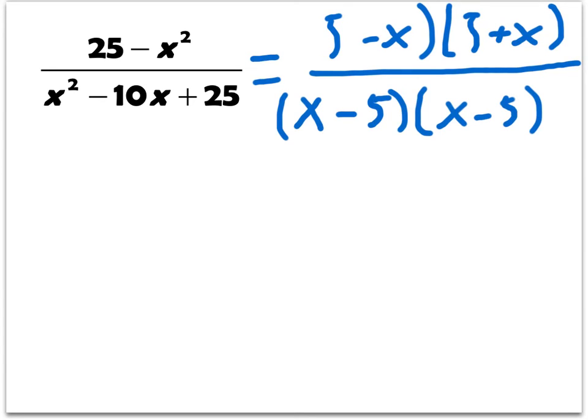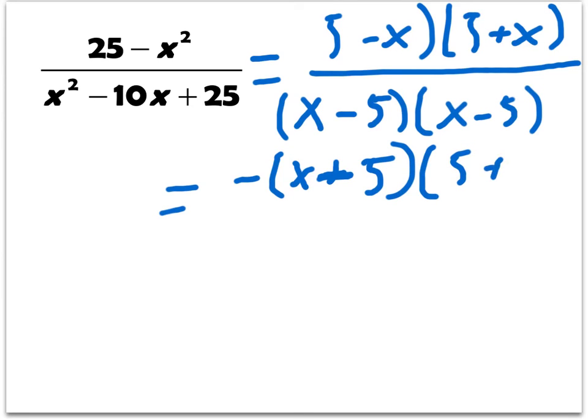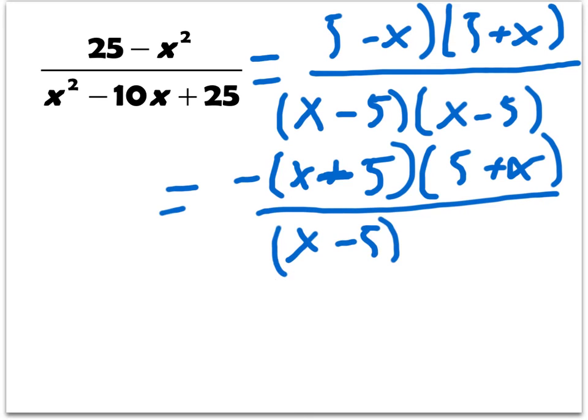Okay. Now, we look at this and we say, well, wait a minute, we've got some factors that look pretty similar. We have a 5 minus x in the numerator and an x minus 5 in the denominator. So they look very similar, but notice that the negative signs aren't quite in the right place. So we can fix that by writing this top factor as a negative times x minus 5, times 5 plus x, divided by x minus 5 times x minus 5.